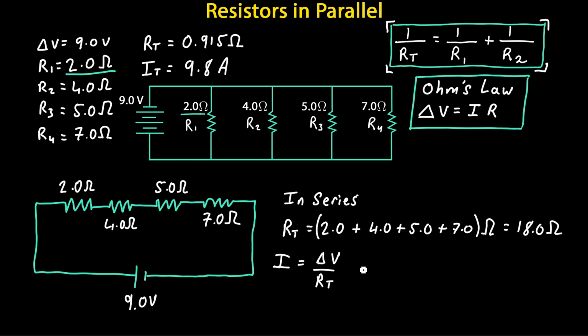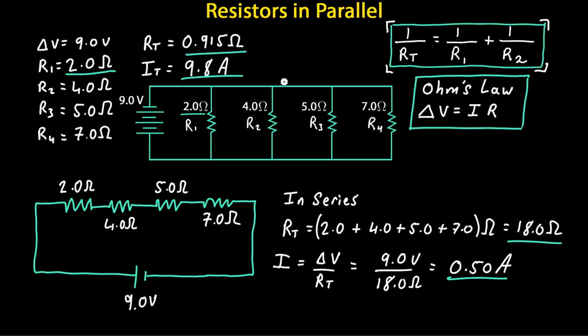And the circuit's current was again found using Ohm's law. The current is equal to the potential difference across the battery divided by the circuit's resistance, 9 volts divided by 18 ohms. And the current is much smaller at 0.5 amps. In fact, it's about 20 times smaller. And this is because the current can only flow along one path in a series circuit. When you have resistors connected end to end like this, the current is restricted even further.